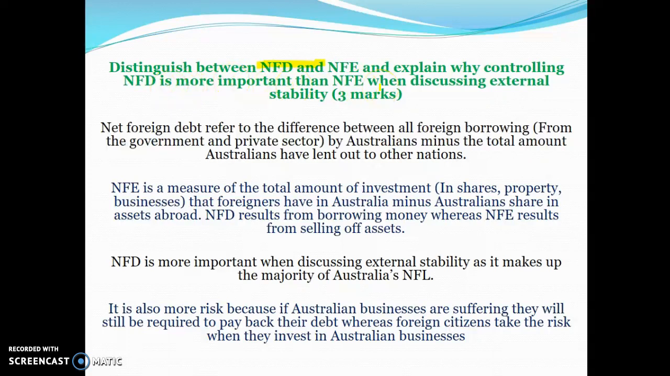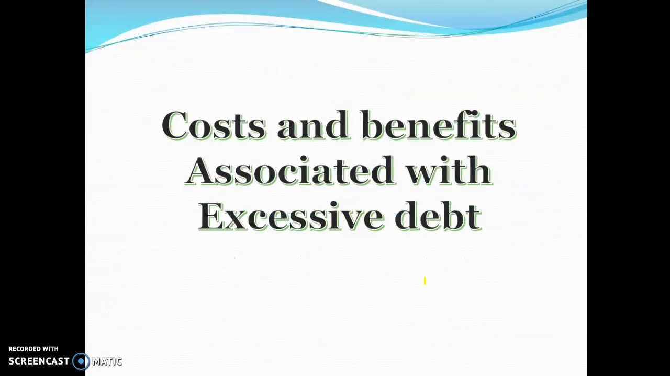Distinguish between the two and explain why controlling net foreign debt is more important. Net foreign debt, again, you should know that by now. Net foreign equity is the total amount of investment in Australia, minus what Australians have abroad. Net foreign debt is from borrowing, whereas net foreign equity is from selling assets. Net foreign debt is more important because it makes up the majority of our net foreign liabilities. It's also more of a risk because when Australian businesses are suffering, they're still required to pay back their debt, whereas foreign citizens take the risk when they invest in Australian businesses. So net foreign debt is riskier because we have to pay it back regardless.